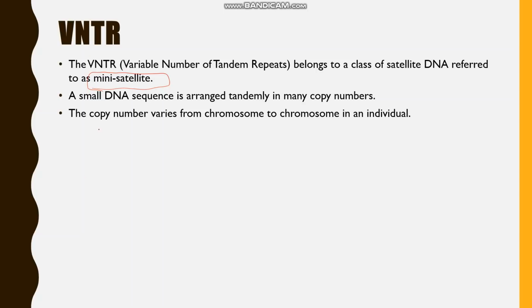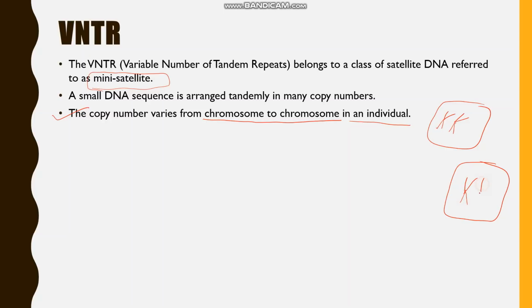Just observe this statement again. The copy number varies from chromosome to chromosome in an individual. That means if a cell is found, this cell consists of many chromosomes. These are the metaphase chromosomes found in a single cell. In the same way, another cell is there. This cell also consists of the same type of chromosomes. There is no difference in the chromosomes found in these two cells.